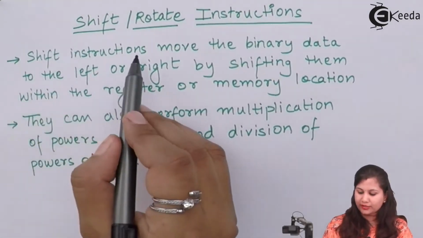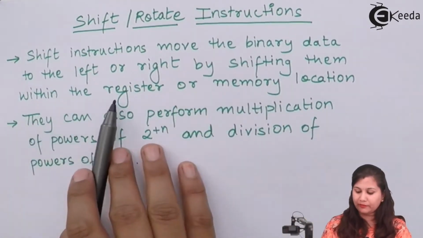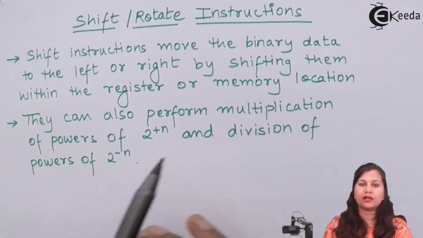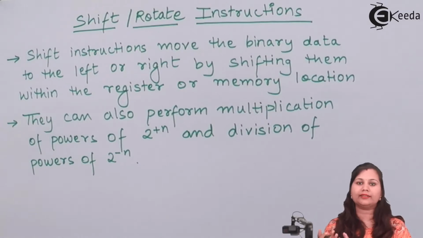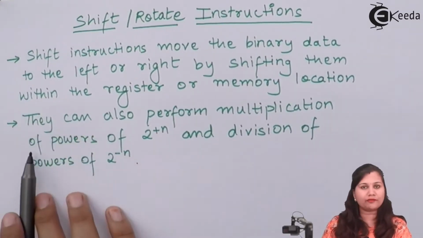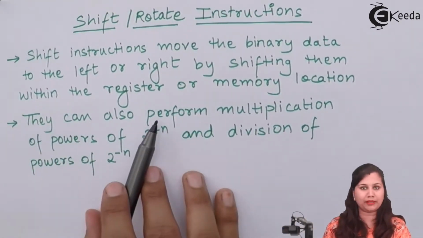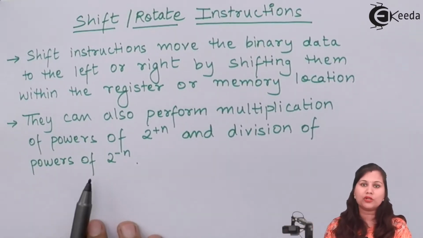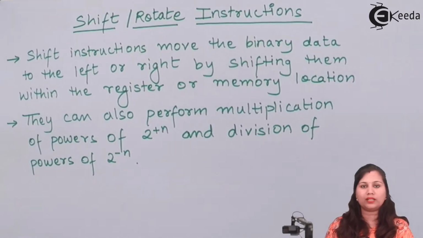Shift instructions move the binary data to the left or right by shifting them within the register or memory locations. So the data is stored in the register or memory location and is shifted either to the left side or to the right side. These shift instructions can also perform multiplication by powers of 2 to the power plus n, and division by powers of 2 to the power minus n. Now there are two types of shifting. One is the logical shifting and the other one is the arithmetic shifting.